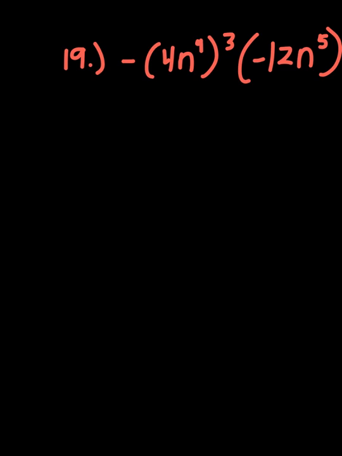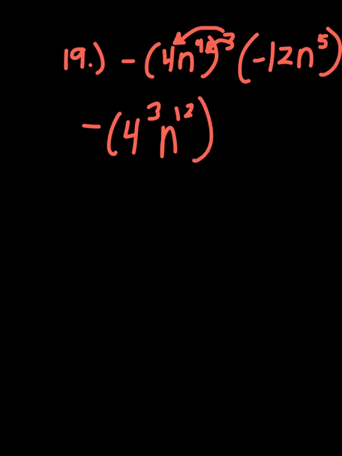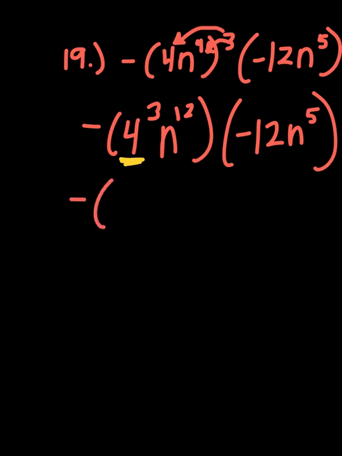For this next one, I always start by distributing the power to the product. So I want to give the power of 3 to the 4 and to the n to the 4th, giving me a negative out in front times 4 to the 3rd power and n to the 12th, because a power to a power we multiply. 4 times 3 is 12. That's being multiplied by negative 12 n to the 5th. I want to simplify 4 to the 3rd and get a number value for that. 4 to the 3rd is 64.